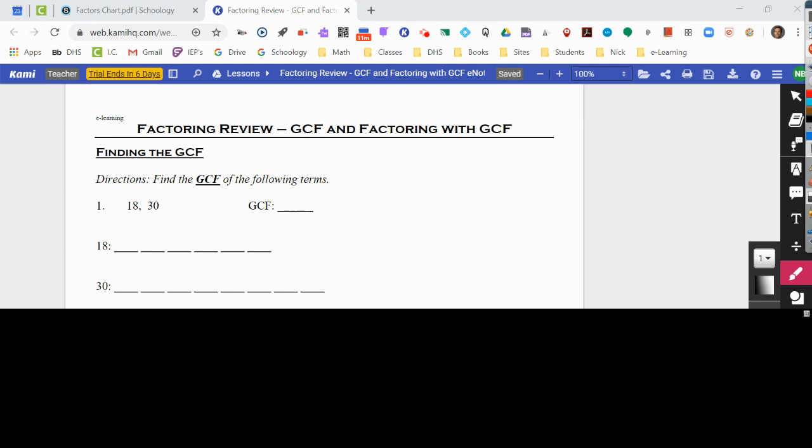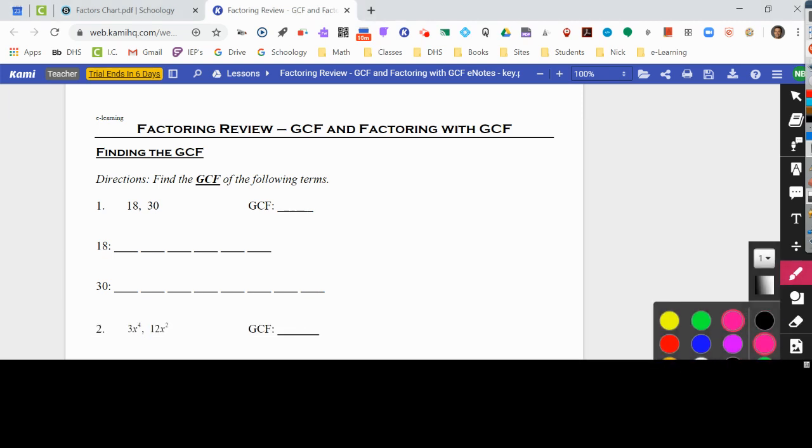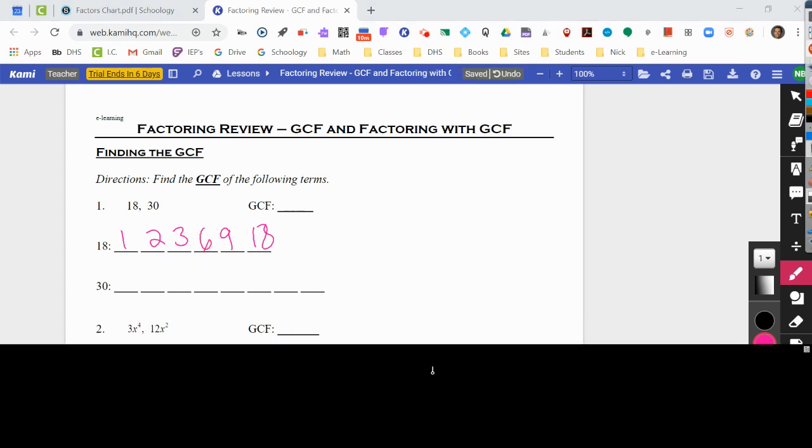and circle the greatest one that's in common with them. That's why I have you take out that factors chart, so that you can reference it if you don't know all your factors. But we do know that there are 6 different factors of 18. It's going to be 1 and 18, 2 and 9, and 3 and 6, because each one of those pairs multiplies to 18.